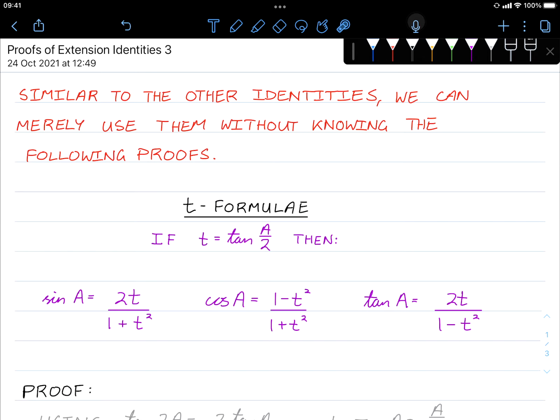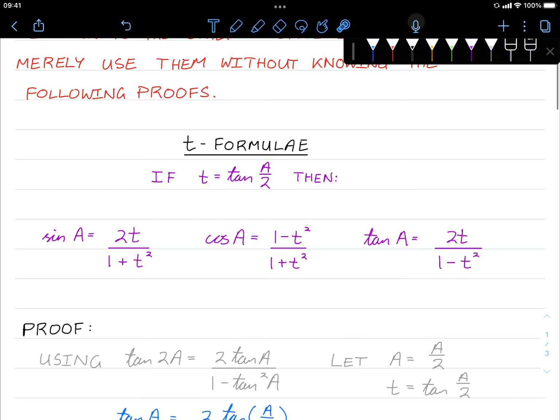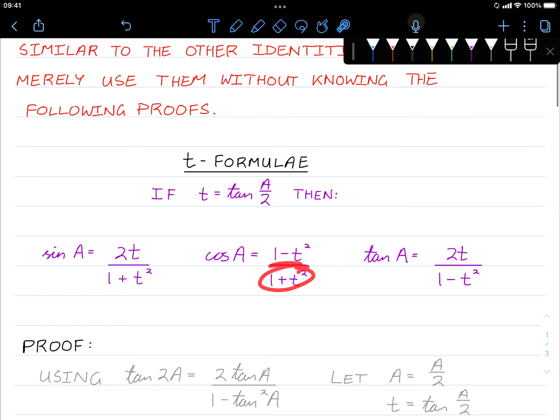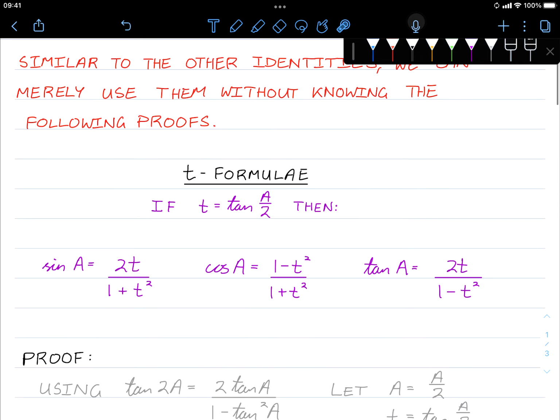So for the t formula, if we let the expression t equal tan a on 2, a half angle for tan, then we can say that sine a is equal to 2t over 1 plus t squared. Cos a is 1 minus t squared over 1 plus t squared. And tan a is equal to 2t over 1 minus t squared. So let's go about proving these three identities.